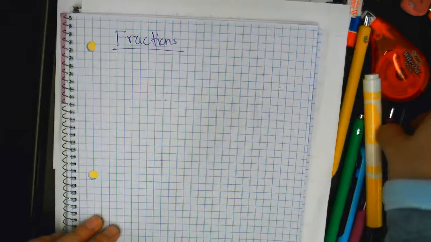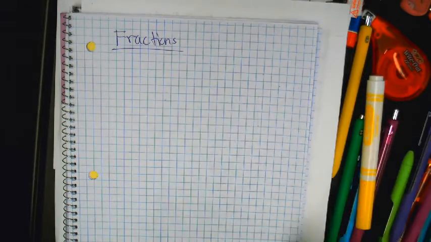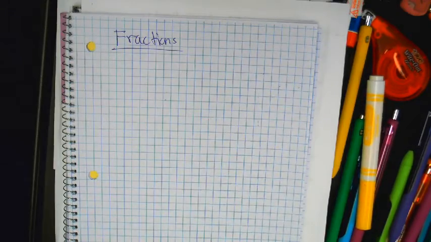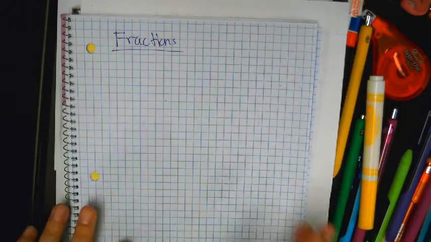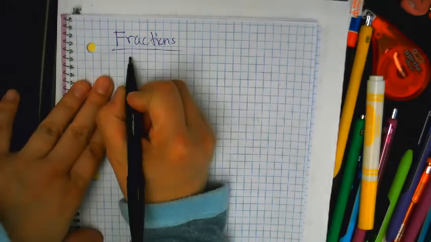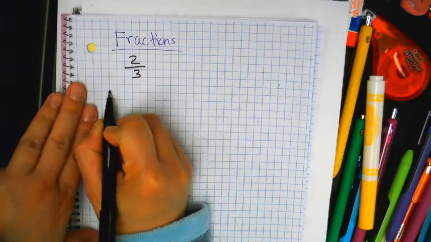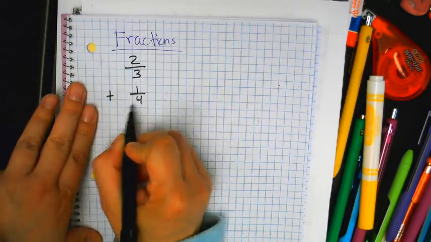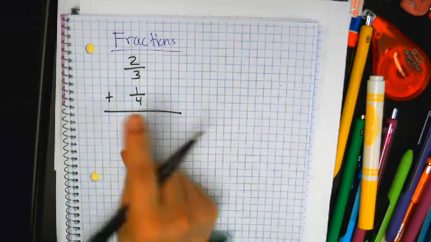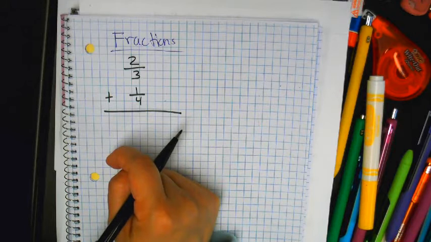So everyone has their notebook. If this is easy, cool. It's a super easy Monday for you. If it's like, oh, I forgot about that, cool. All right. Let's say we have 2/3 plus 1/4. And we're adding. So what's the first thing in fractions when it comes to adding that I have to do?